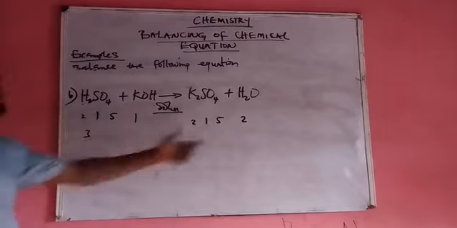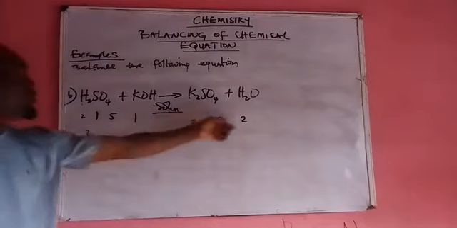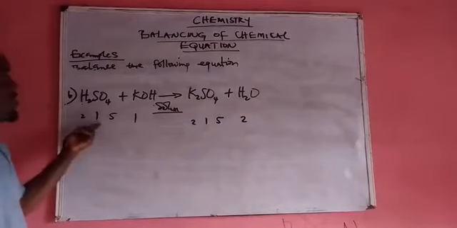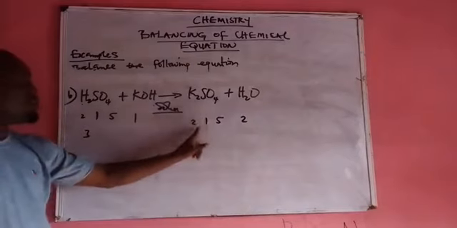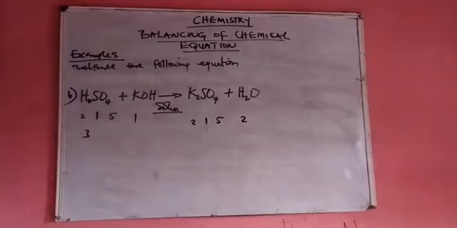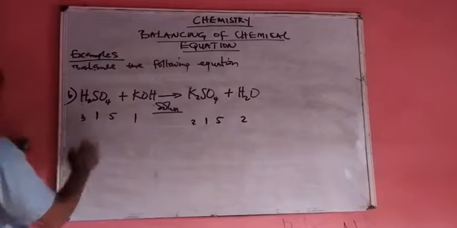Hydrogen here is 3, hydrogen here is 2, so hydrogen is not balanced. Oxygen here is 5, oxygen is balanced. Sulfur here is 1, sulfur is balanced. Potassium here is 1, potassium here is what? 2. It is not balanced. So what do we do? It's very simple. Let's look for a way to balance them now.